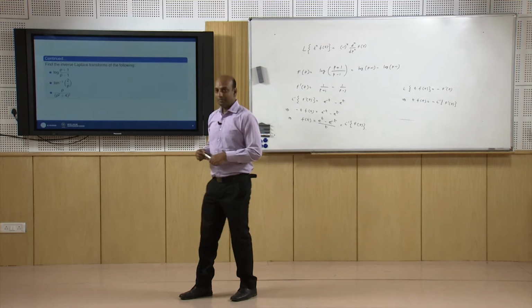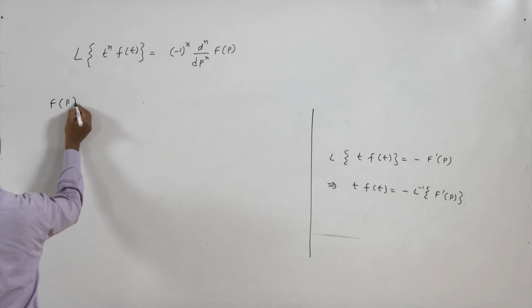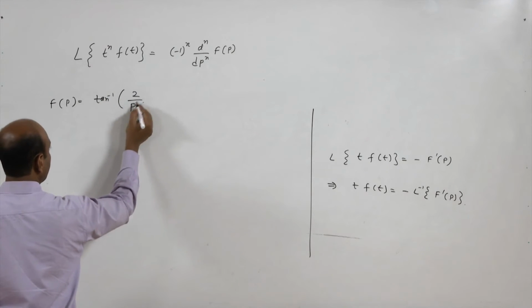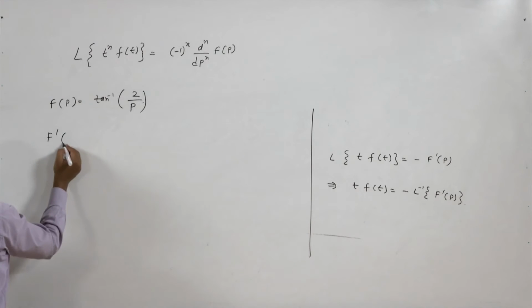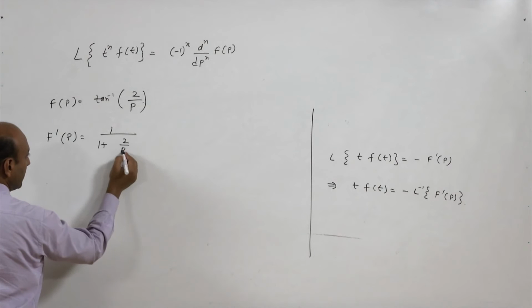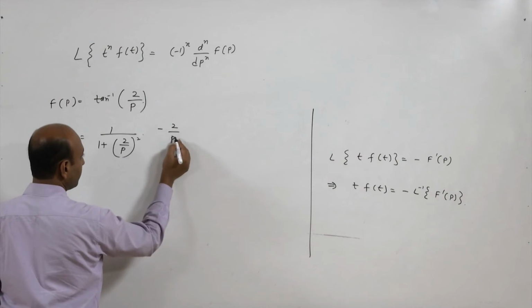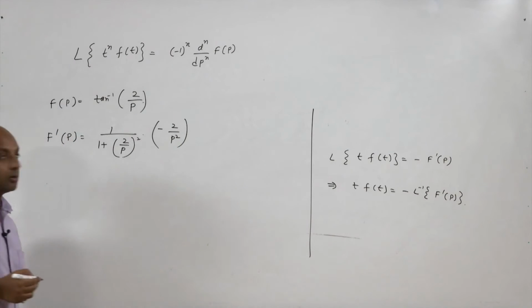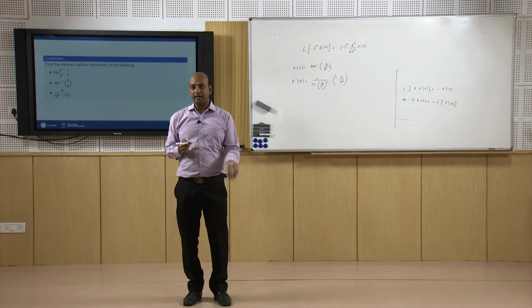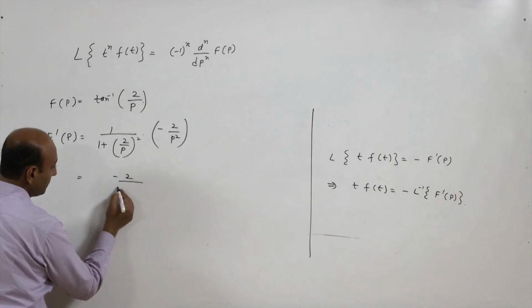Now, again the second problem. Now, f(p) here is what? F(p) here in the second problem is tan inverse 2 by p. So, what is f dash p? 1 upon 1 plus (2 by p) whole square, minus 2 by p square, tan inverse t is 1 upon 1 plus t square, derivative of t again. So, it is nothing but minus 2 upon p square plus 4.